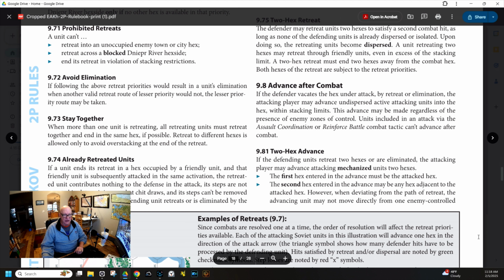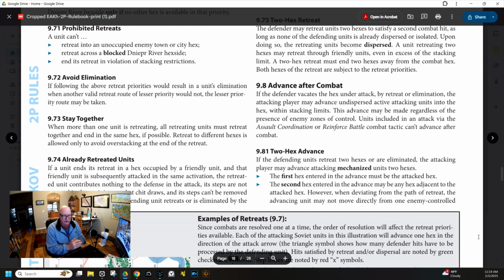Avoid elimination. If following the above retreat priorities would result in a unit's elimination when another valid retreat route of lesser priority would not, the lesser priority route may be taken. Stay together. When more than one unit is retreating, all retreating units must retreat together and end in the same hex, if possible. Retreat to different hexes is allowed only to avoid overstacking at the end of the retreat.